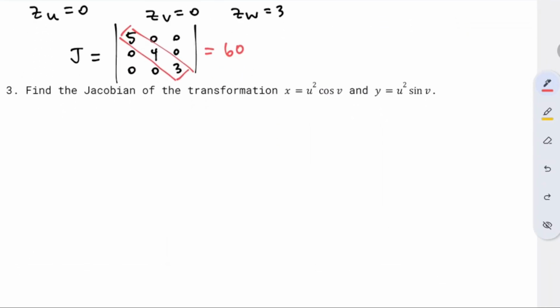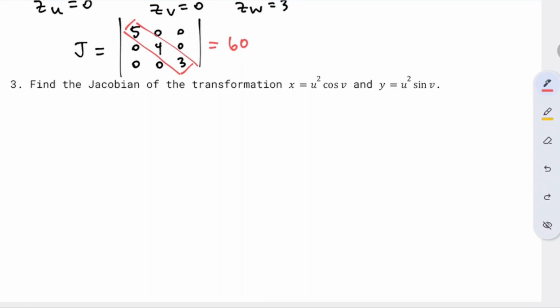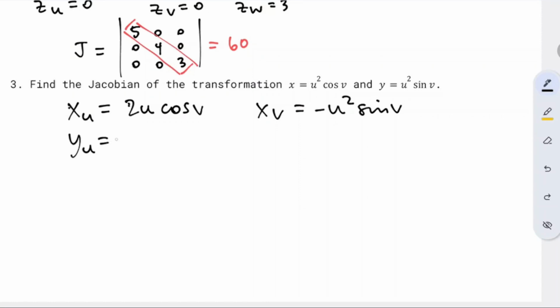All right, happy. Find the Jacobian of the transformation, u squared cosine v, u squared sine v. Okay, we can do that. Xu is going to be 2u cosine v. Xv equals -u squared sine v. Yu is 2u sine v, and yv equals u squared cosine v.